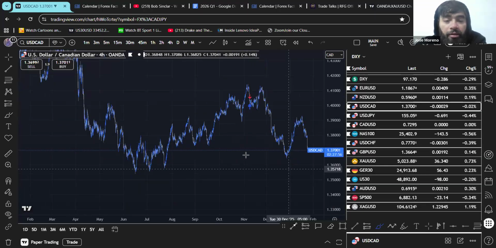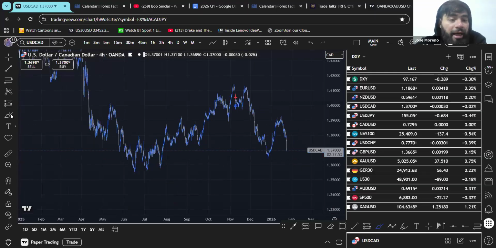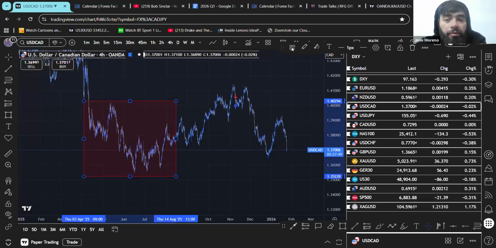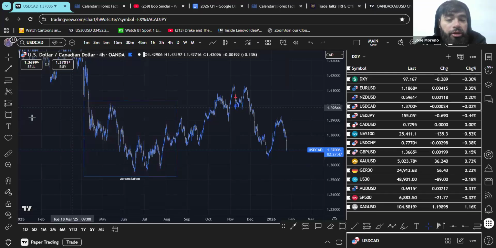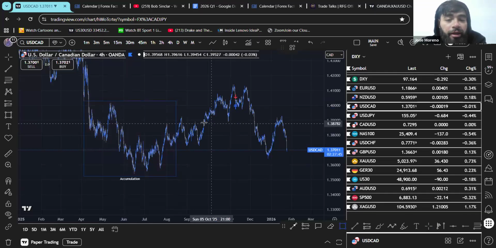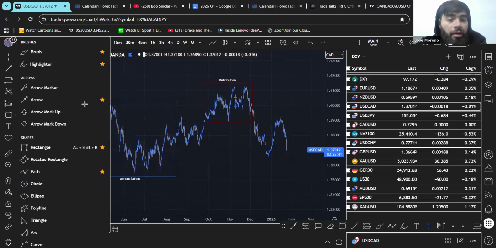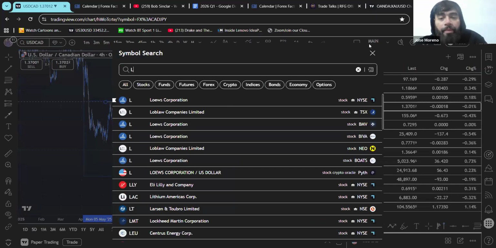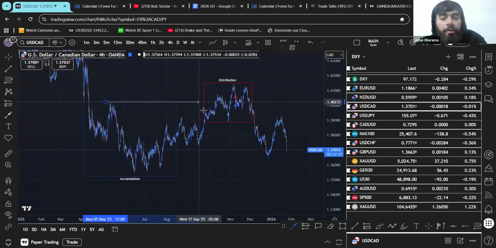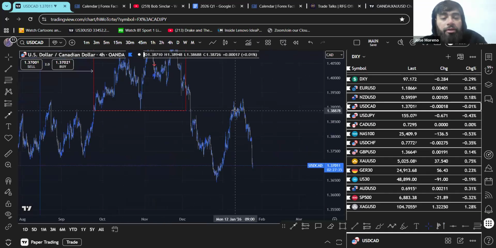USD CAD, okay. Same thing with USD CAD, I think I see here. We have an accumulation here, that accumulation went ahead and took out the high of that and then ended up becoming a distribution above the highs. Just like that. And then really here, we're just kind of doing the same thing.